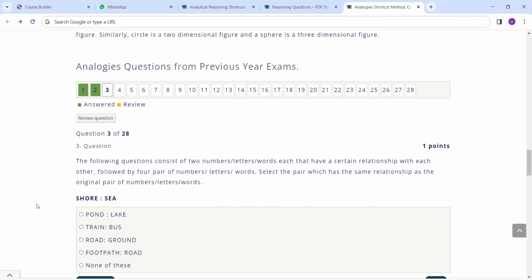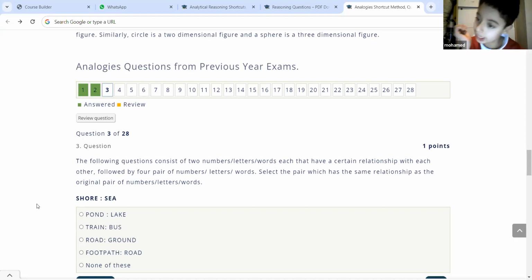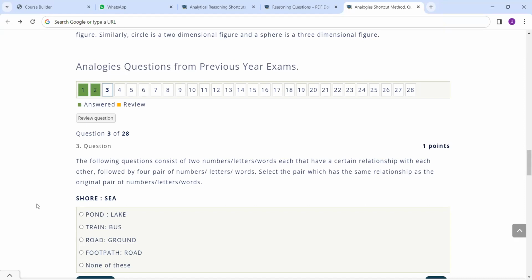Shore is to sea. Shore is land and sea is water, so they are next to each other. Shore is next to the sea directly. The footpath to the road is correct. If you know the answer, kindly text me privately, okay? A, B, C, D, E. Because they are beside each other, the land, they are next to each other. Pond and lake, no. Bus and train, no. Road and ground, no. Footpath is next to the road. So footpath is to road is the correct explanation.